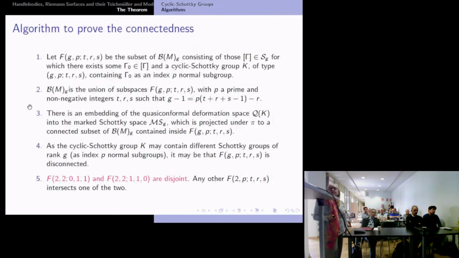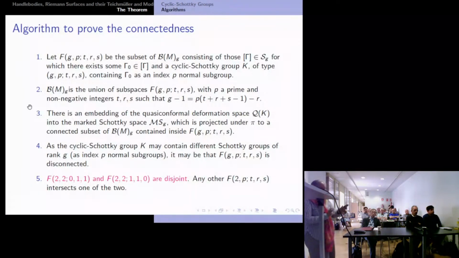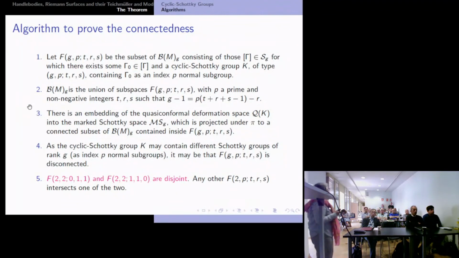Well, this is an example of a cyclic group. I have said 3, but it doesn't need to be 3. It has a loxodromic generator, it has an elliptic generator, and it has the combination of loxodromic and elliptic generator. Well, and now what the theory, which is the algorithm.